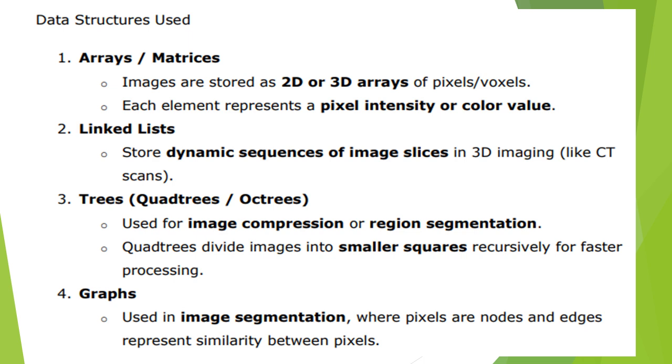Linked list is used in the case of dynamic memory allocation, and tree is used in the case of image compression or regional segmentation, and graph is used in the case of image segmentation, where pixels are nodes and edges represent similarity between pixels.